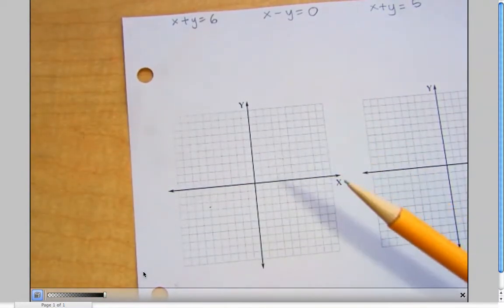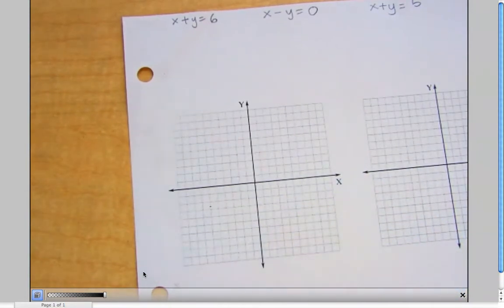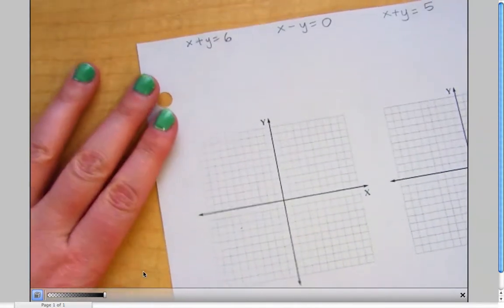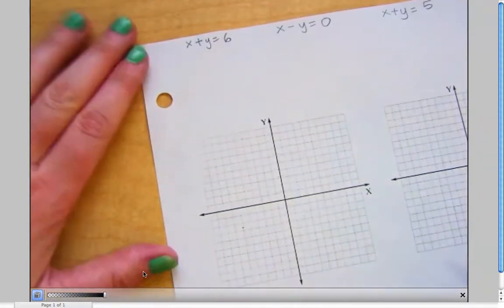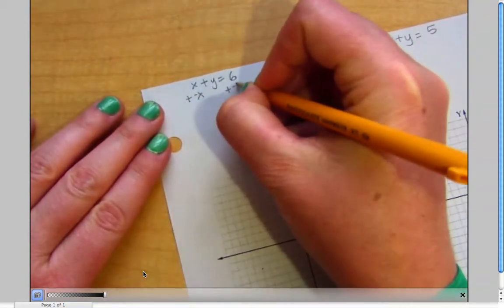They can either meet in one place, they can meet in infinite places, meaning they're on top of each other, they're the same line, and that's called coinciding. Or they can have no solution, and that means they're parallel because they never meet. So the way we're going to do this is graph each equation. I'm going to first solve for y for each of these equations.